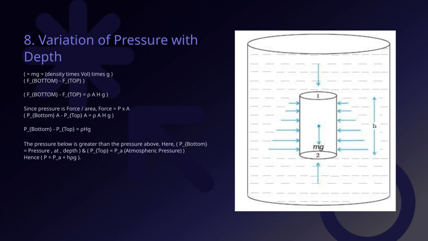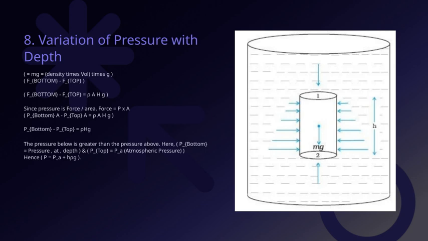The key idea is that the pressure increases with depth, and this is captured by the equation P equals PA plus the product of height, density, and gravity. So, mathematically, the pressure difference between the bottom and the top is given by P bottom minus P top equals rho times H times G.